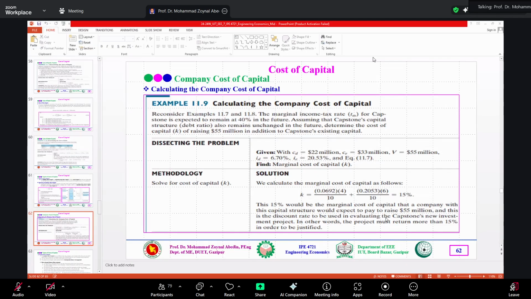One is the cost of equity. We can find out the cost of equity value, and then the cost of debt. In cost of debt, there are two terms. One is for the bond, another is for the loan. And in this way, you can calculate the cost of debt.